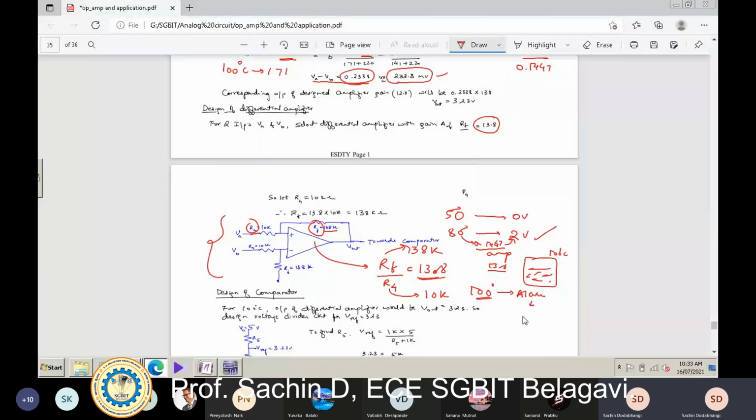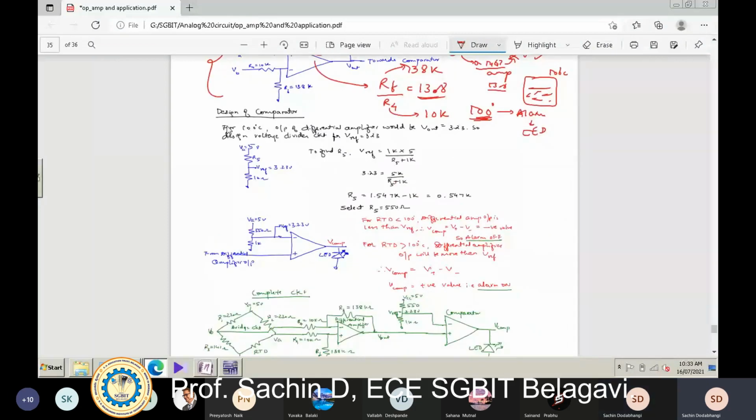So if it reaches 100 degrees centigrade, then the LED should be on. Less than 100 degrees centigrade, the LED should be off. So for this case I am going to design a comparator. In this design of the comparator, you can see the design here.